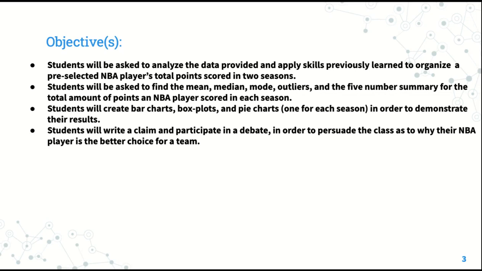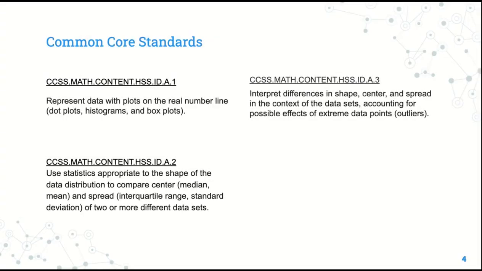Students will write a claim and participate in a debate in order to persuade the class as to why their NBA player is a better choice for the team. The debate is very important in this project, and students seem to enjoy the rivalry aspect very much. Since our project is meant for high school students enrolled in a statistics course, these will be our 3 common core standards.